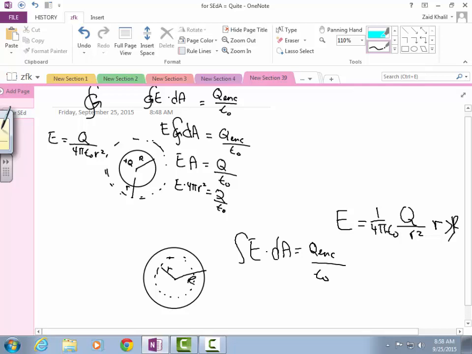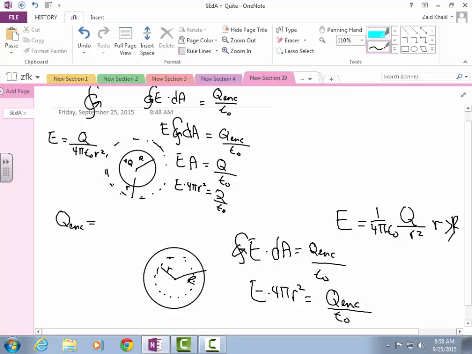Is E uniform across that Gaussian surface? Yes. So it's going to be E times the integral of dA, which is just E times 4 pi, big R or little r? Little r again. So we have E times 4 pi little r squared equal to Q enclosed over epsilon naught. But what's different here? Is Q enclosed equal to Q? No. It's going to be a fraction of Q. What fraction? Right, not the difference, but the ratio of the volume.